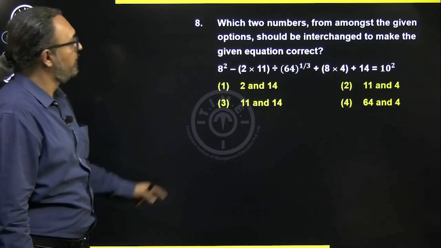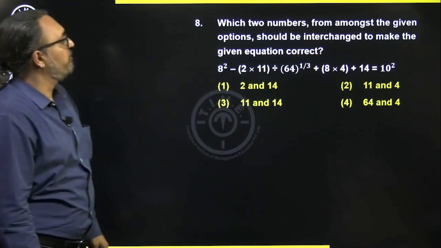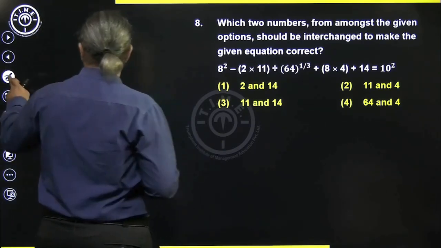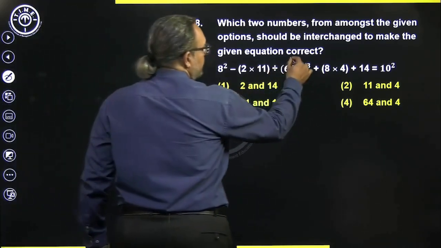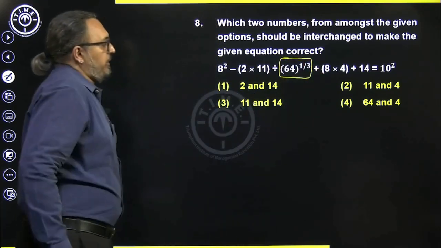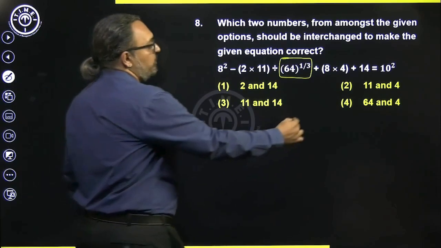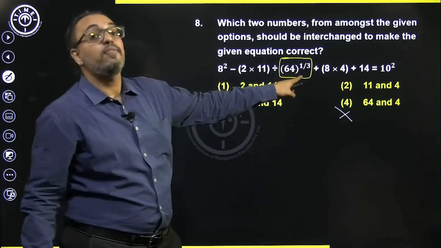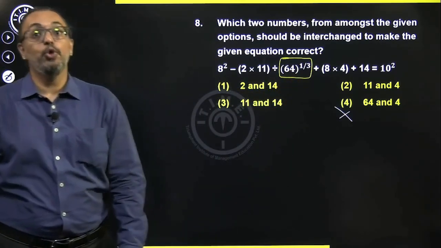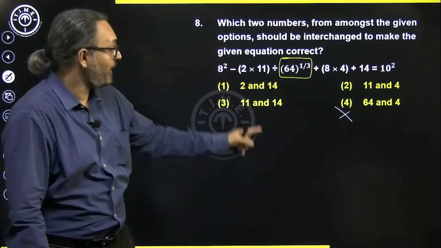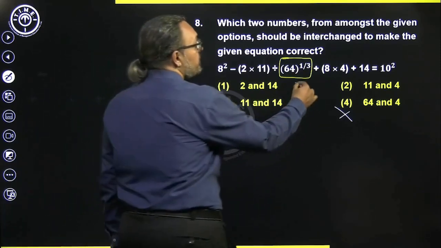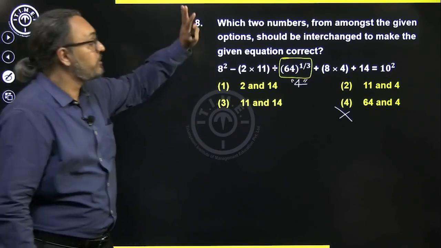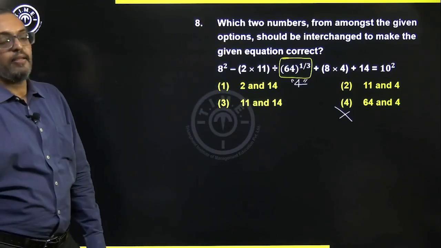Next, which 2 numbers from amongst the given options should be interchanged to make the given equation correct? Now what is the first thing you have to focus on here is this one. And I can straight away rule out the 4th option. Why? Because if I replace 64 with 4, then 1 upon 3 is the power, meaning cube root of 4. I don't have a cube root of 4, but I can take cube root of 64, which is 4. Are you understanding the point? That means 64 should be as it is, correct?